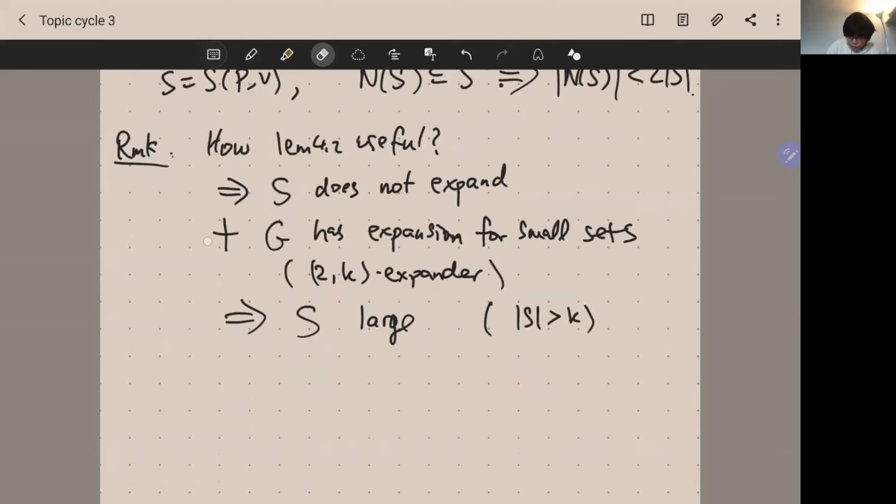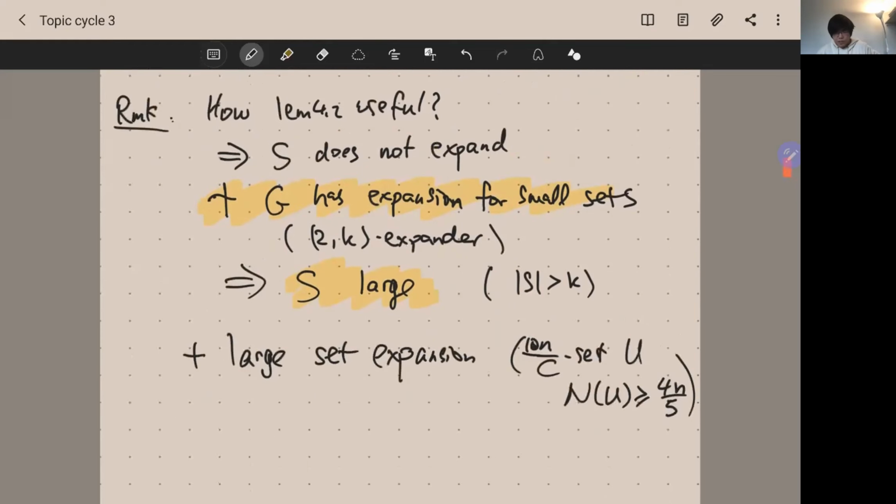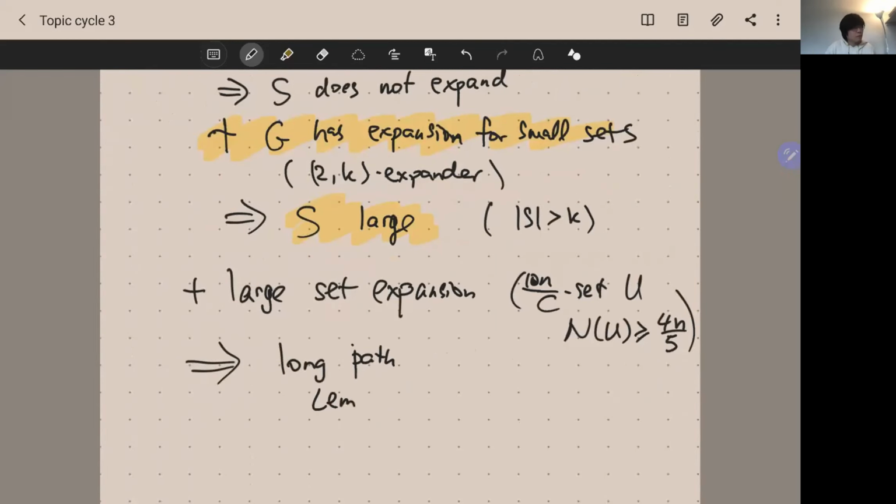If we have this additional expansion property, we imply that S is large. Now, how this is used is that if we also have large set expansion, which was an exercise, saying that if you have some set U of size n over c, remember, some 10 maybe, then its neighborhood is very large. So you have very nice expansion for large sets. Plus this, we get that we must have a long path in the graph. This is Lemma 4.7.